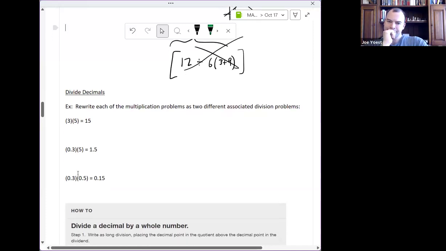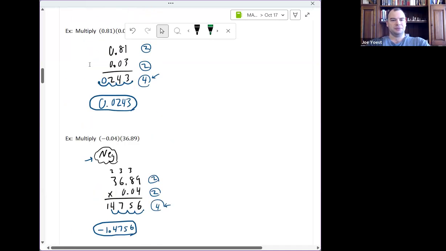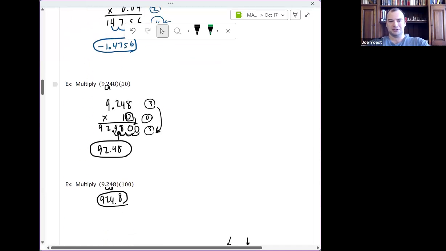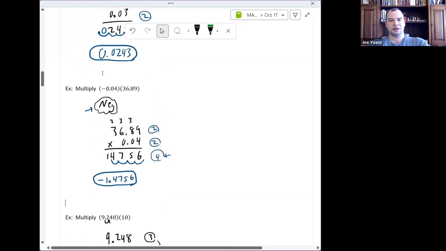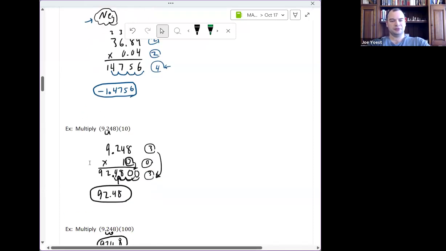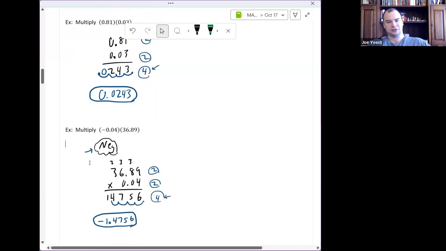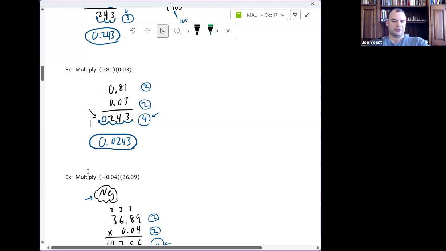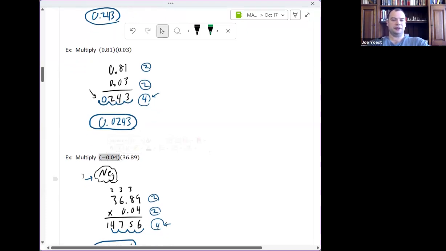Okay. Any questions on multiplying decimals? Multiplying by powers of 10 is super easy. Multiplying decimals by decimals, we pretty much just treat it like multiplying whole number by whole number. We correct the decimal places at the end, adding 0 buffers if needed, and correcting our sign if needed.